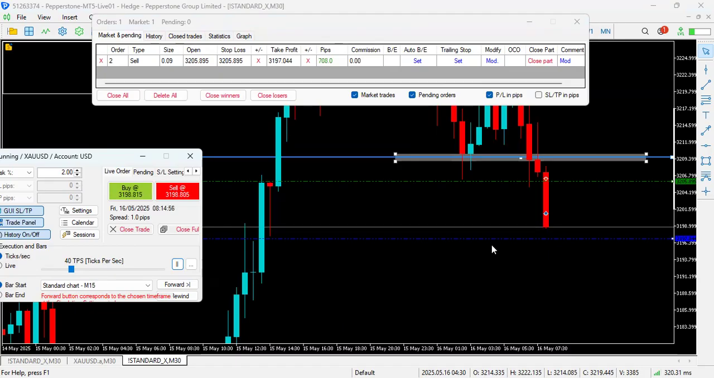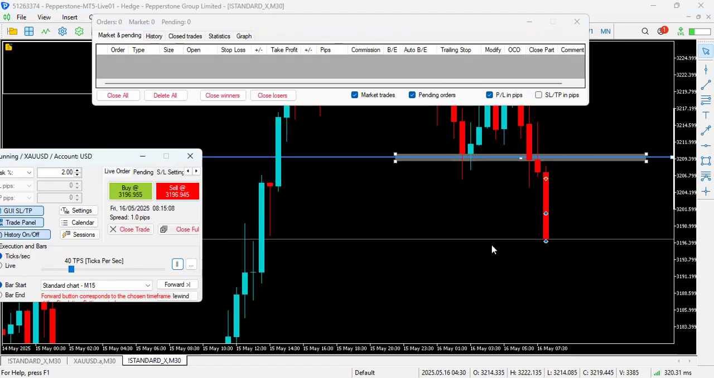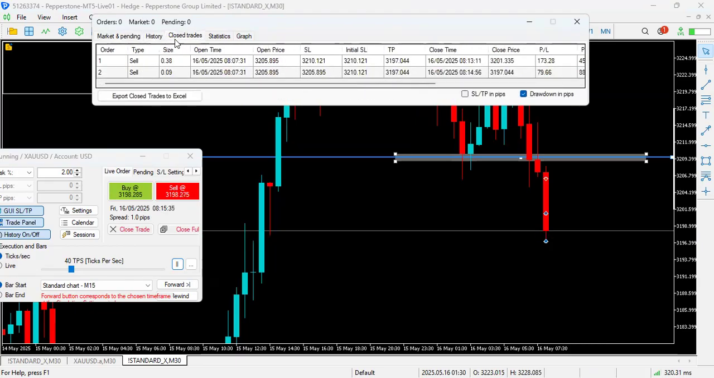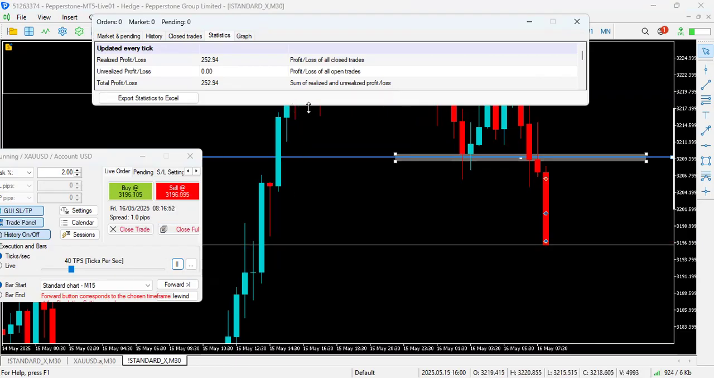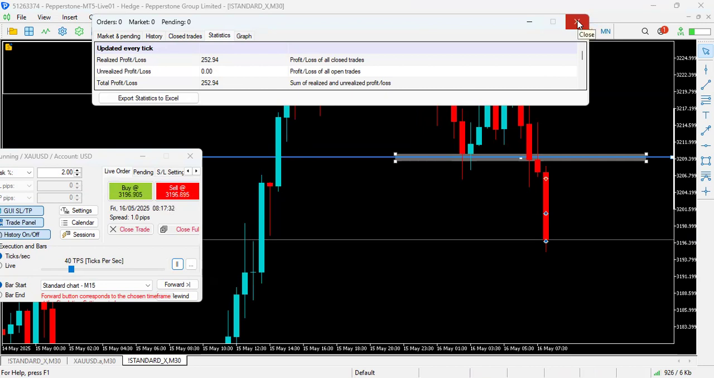So this is about to close. Yeah, my TP got hit and we got an awesome profit at this point. So this is all about waiting for the candle. $252. We took a 1% risk and that's a great amount of profit that we made, all right? The price continues pushing down, but we managed risk.